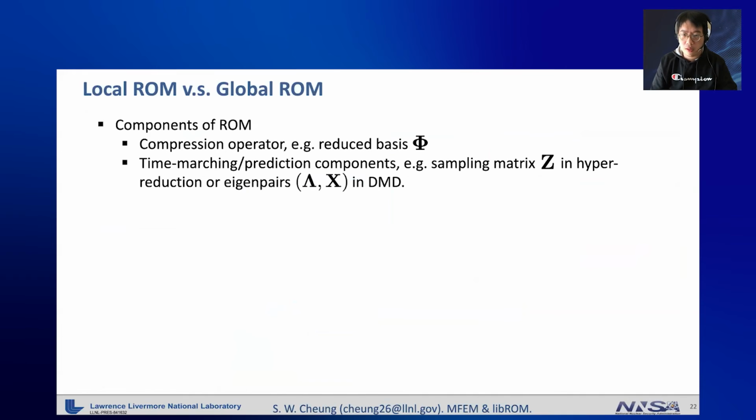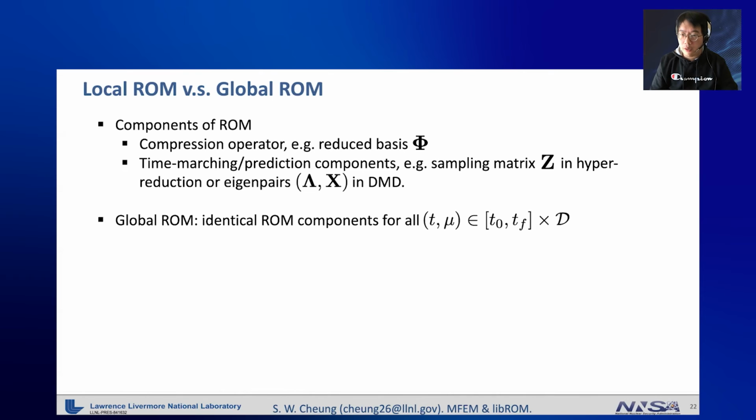So we have already seen that each type of reduced order model can be characterized by some matrix components. For example, the projection-based reduced order model is characterized by the basis matrix and the sampling matrix, and the dynamic mode decomposition is characterized by the basis matrix and the eigenpairs. If we use the same set of matrices for all the scenarios that we consider, it is a global reduced order model.